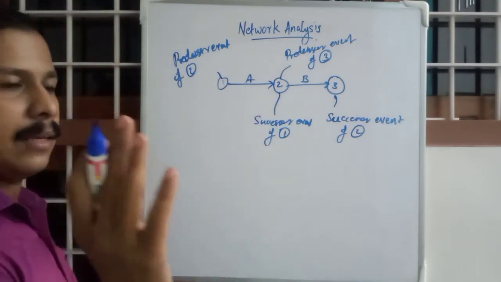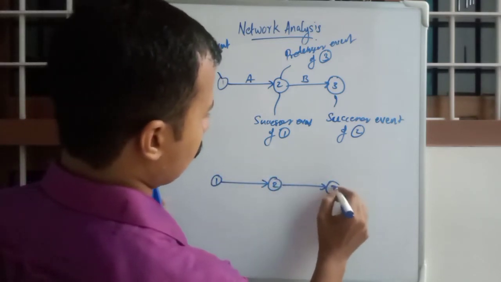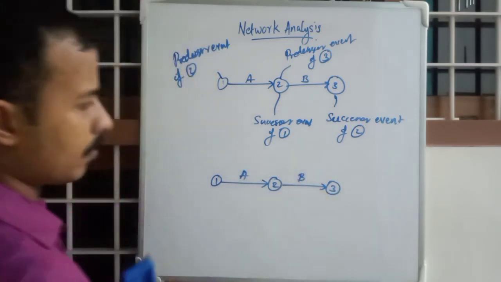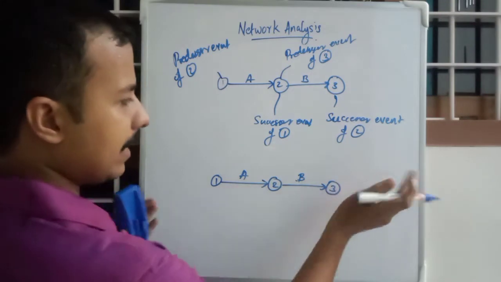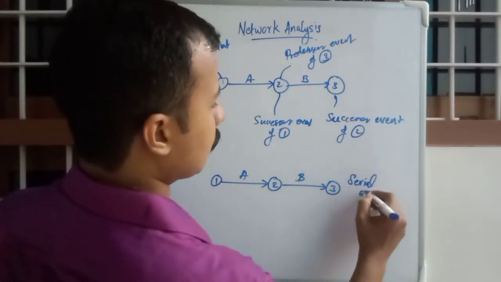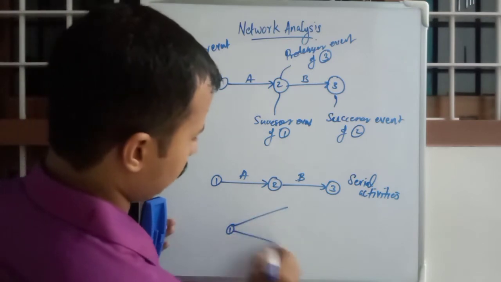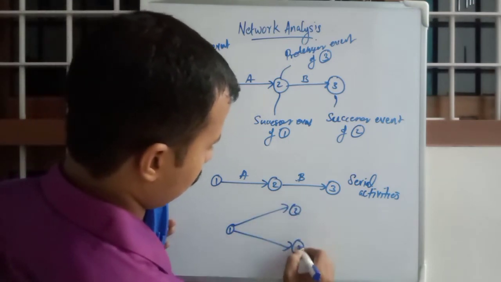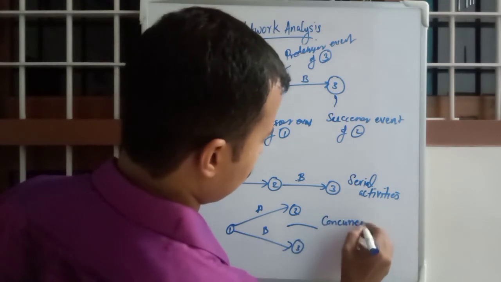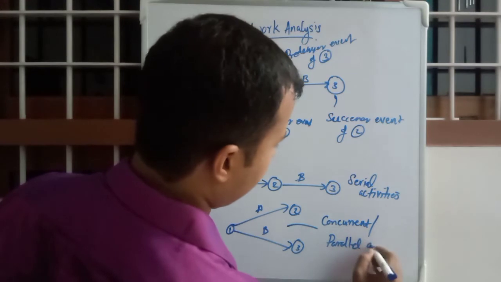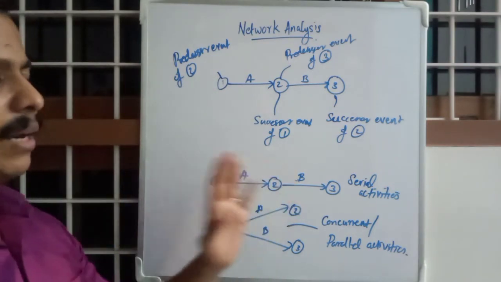Okay, and when we come to activities, this formation in which all activities are aligned serially is called serial activities. And this one, for example, A, B, these activities are concurrent or parallel activities. Okay, so all these are generic terms, it can be understood by the name itself.